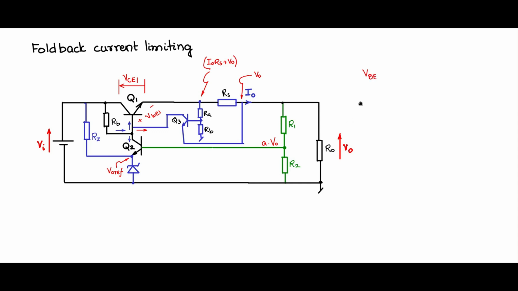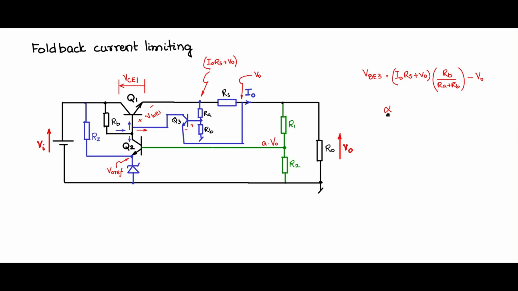So we'll call that one as VBE. VBE is equal to this potential, which is I naught RS plus V naught with voltage divider action of RA, RB. So which will be I naught into RS plus V naught multiplied by this ratio RB by RA plus RB, will be the potential at this point minus the potential of this point, which is V naught. So we will get that as the voltage across VBE3.